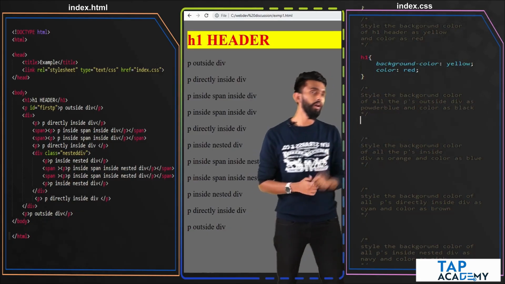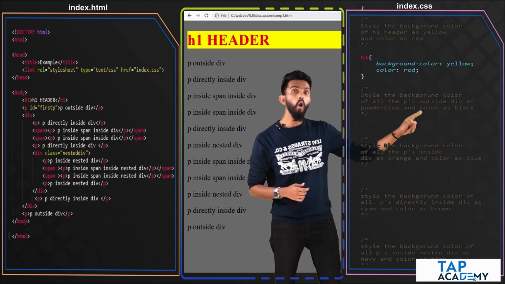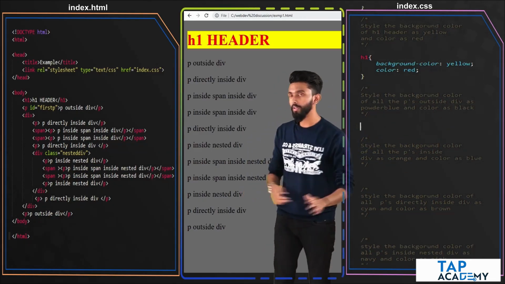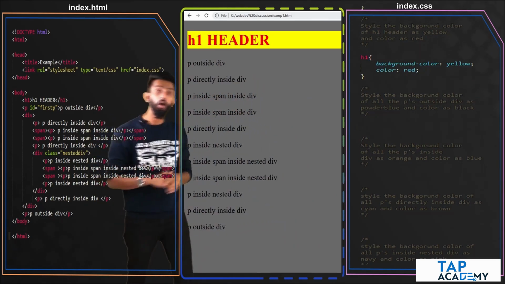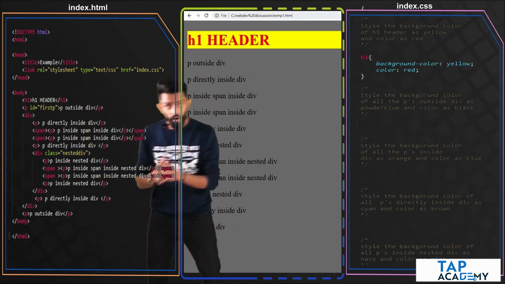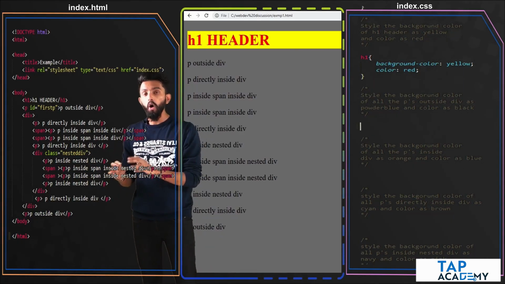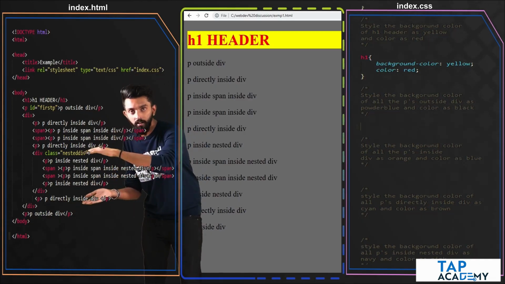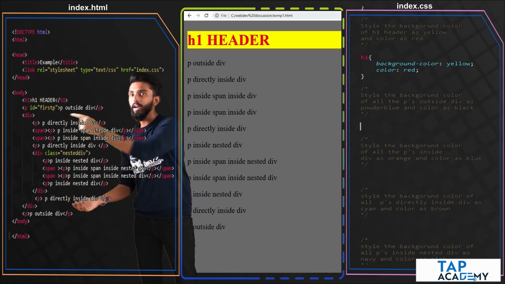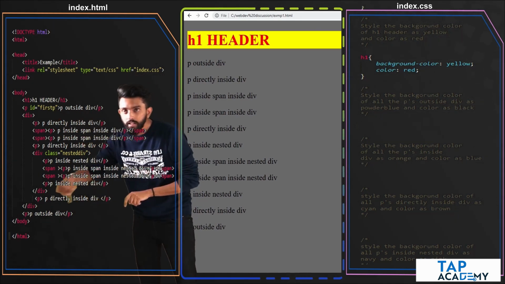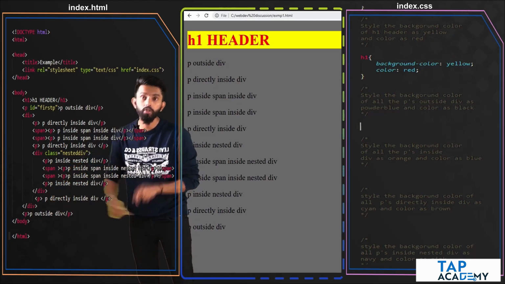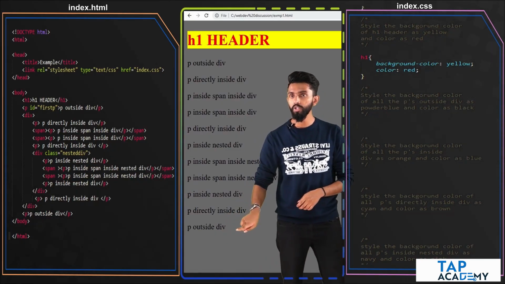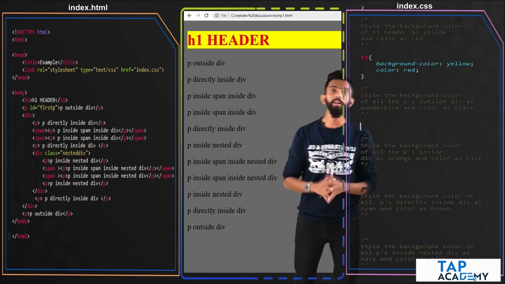Style the background color of all the P's outside div as powder blue and color as black, which means there are many P's. Out of the many P's, I have to color or style all the P's which is outside div, which means there is a div, inside that there is another div. But if you look at the P's outside, this is a P which is outside, this last P is outside. So there are two P's outside. First one, last one, right? Which means see, P outside div, P outside div. These two should be colored.